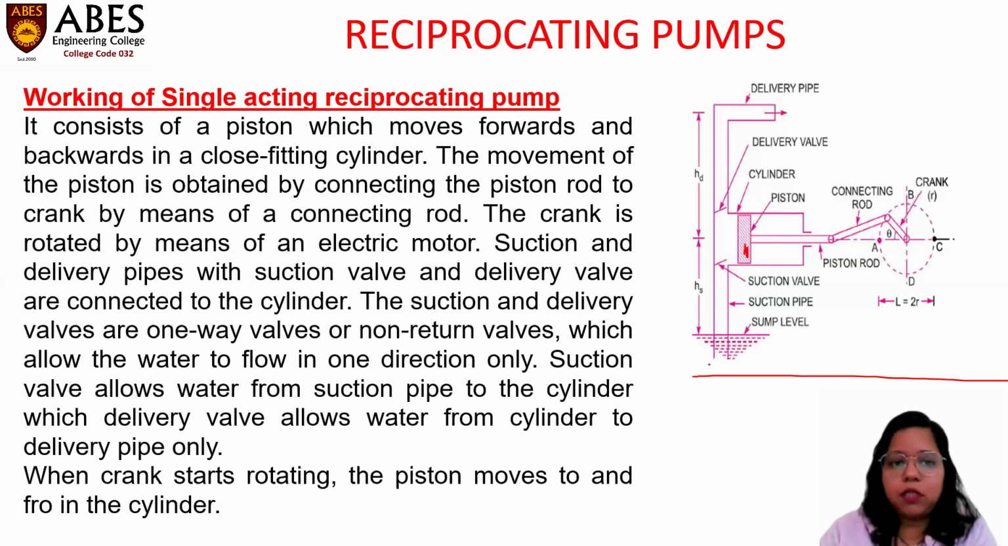The movement of the piston is obtained by connecting the piston rod to the crank by means of a connecting rod. Piston rod and crank are connected using a connecting rod. The crank is rotated by an electric motor.